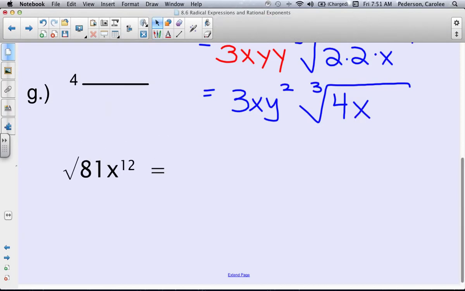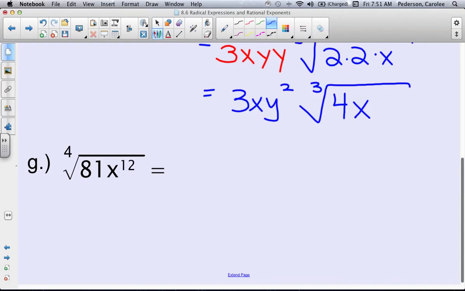Let's go down to question G. Question G now has an index of 4. So now we're looking for groups of 4. So if we rewrite 81, 81 can be changed into 9 times 9. And then x to the 12th can be broken down into x to the 4th, x to the 4th, and x to the 4th.